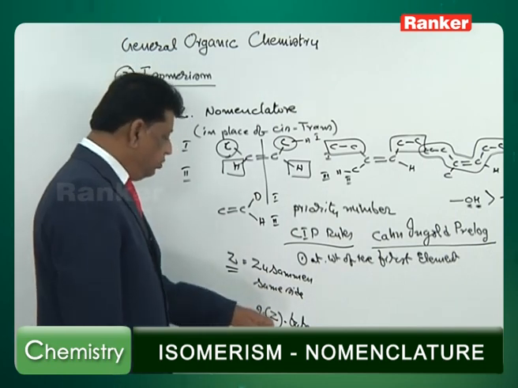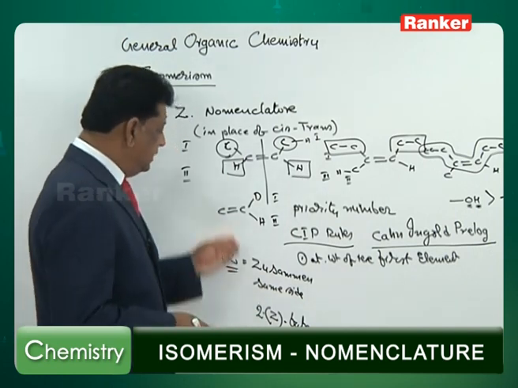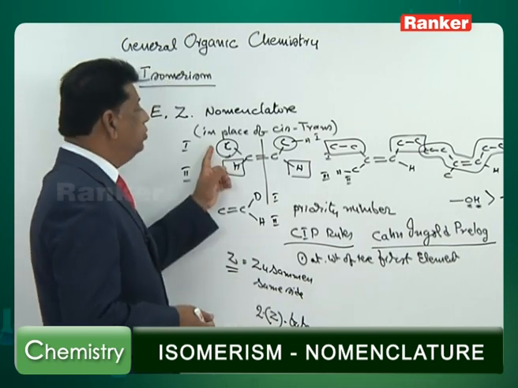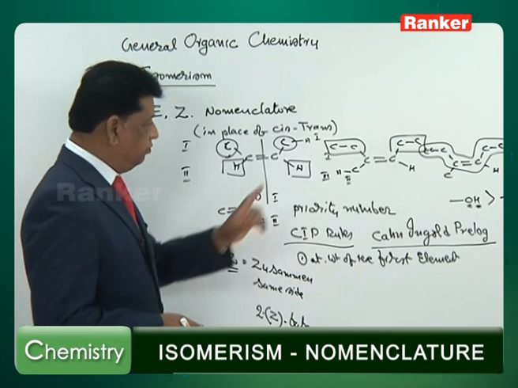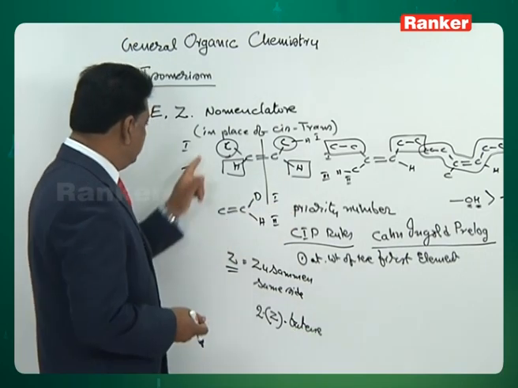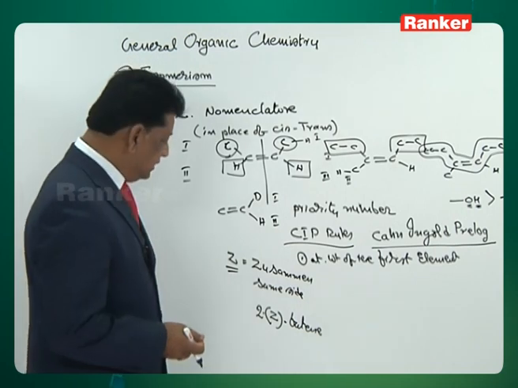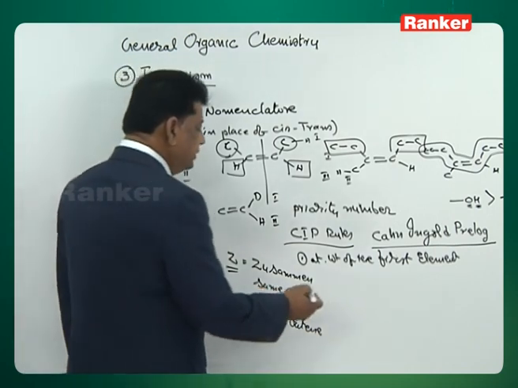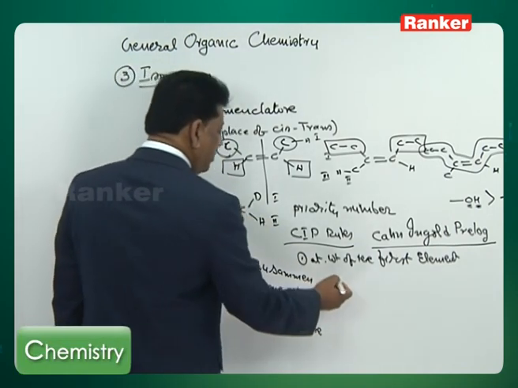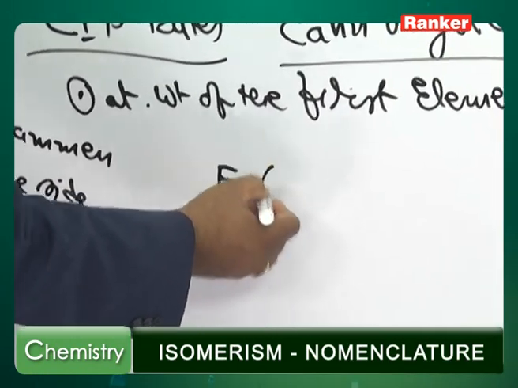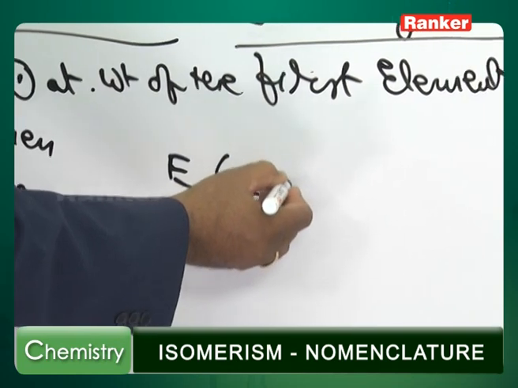Now after the 2, in the brackets that Z is given. Z says same side. What is on the same side? The number 1 preference groups. From here number 1 preference, from here number 1 preference, they are on the same side. Therefore, we are extending the Z. Similarly, if opposite, for the trans compounds most of the time E comes. E stands for entgegen.